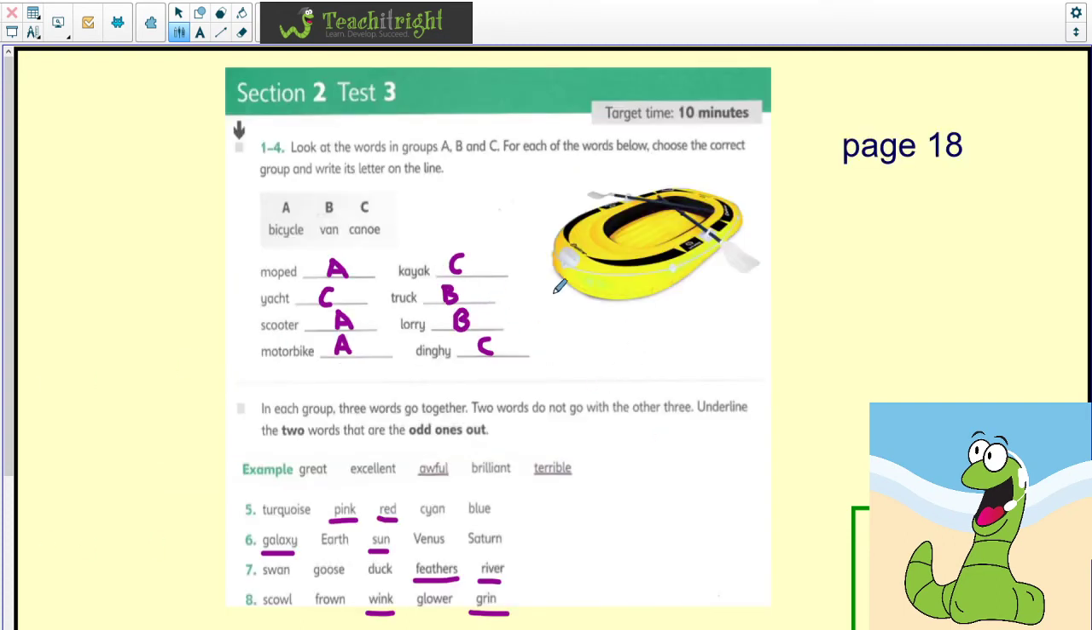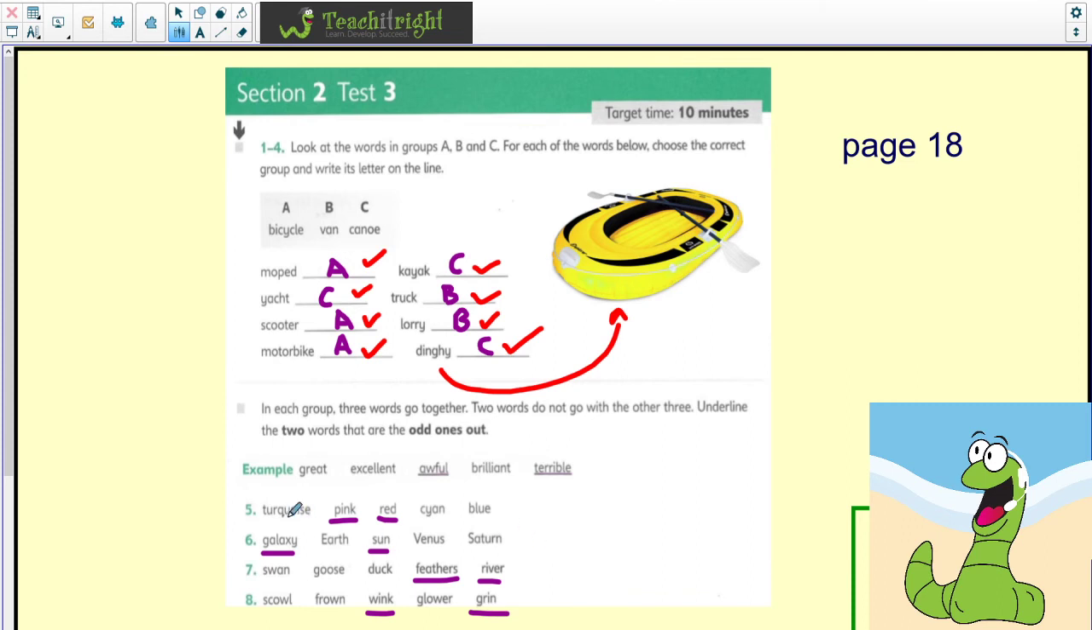And then the last test, first thing we've got to do is put these words into their different categories. So either bicycles, van or canoe. So we've got moped is obviously a bicycle, yacht is like a canoe, scooter comes under the bicycle group, motorbike comes under bicycle, kayak comes under canoe, truck, van, lorry, van, and then we've got a dinghy. Now, if you didn't know what a dinghy was, there's a little picture of one there, would be under canoe.